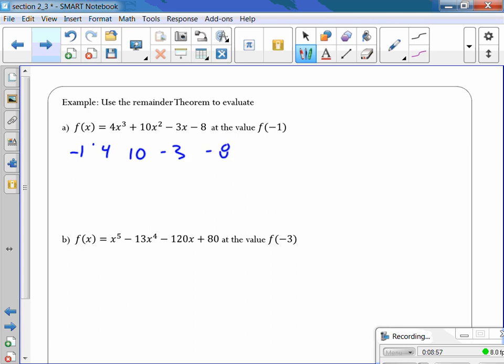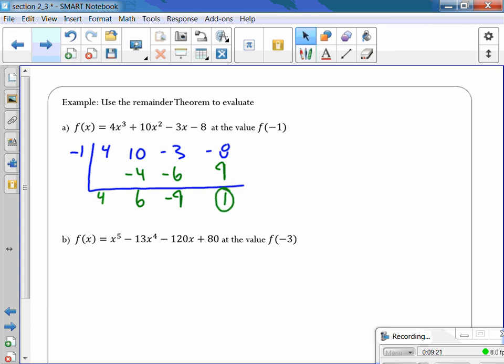Using our synthetic division, again, the 4 drops down, negative 1 times 4, adding, we get to 6, multiplying back to negative 6, negative 9, we have a positive 9 with that negative 9 times negative 1, giving us a remainder of a positive 1. So from the remainder theorem, we know then that f of negative 1 is equal to 1. In this particular case, we could have also just evaluated, sticking negative 1 in for our x. May have actually been a lot simpler.